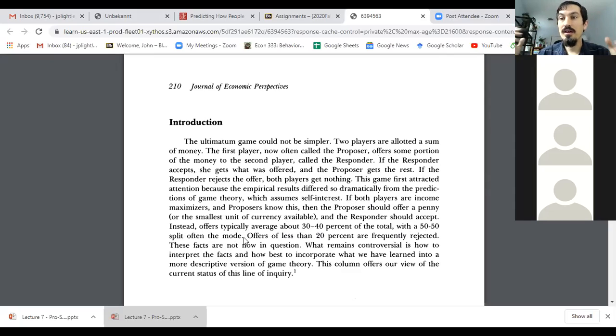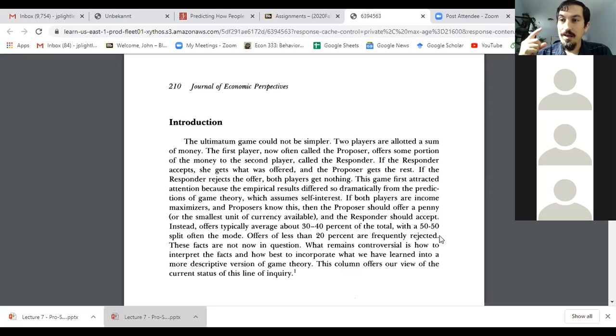What do they offer? About 35% of the total is what's offered on average. And what does the responder do? The responder rejects, on average, anything. So here's the right way to think about it, summarized by this sentence: offers of less than 20% are frequently rejected. That's exactly right, but let me be more precise.